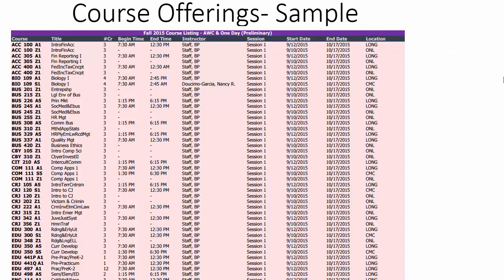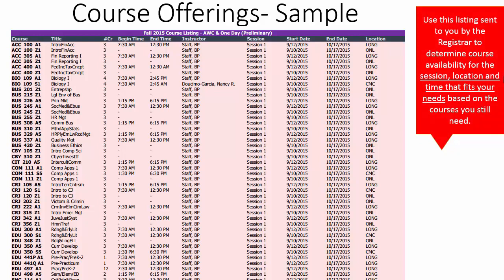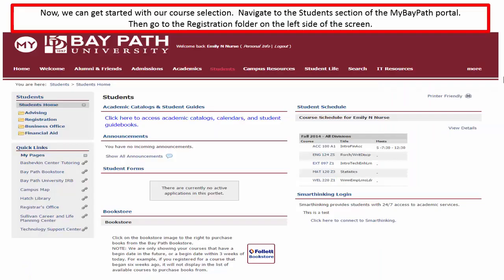Now here's the course offerings. This will come to you by the registrar. They will send this to you and you will use this along with your degree audit that we just saw to select the courses based on the availability for the session, location, and time that fits your needs based on the courses that are still remaining outstanding on your degree audit. So now let's get started with our course selection.